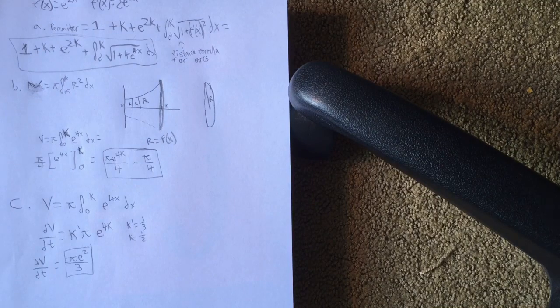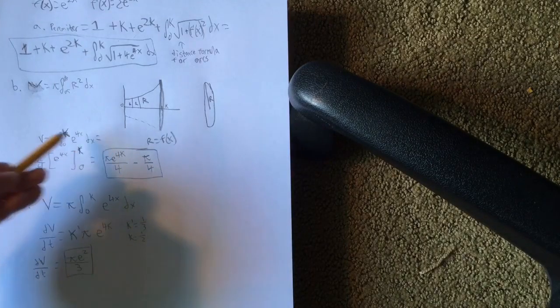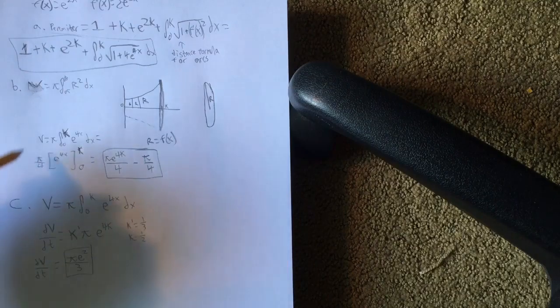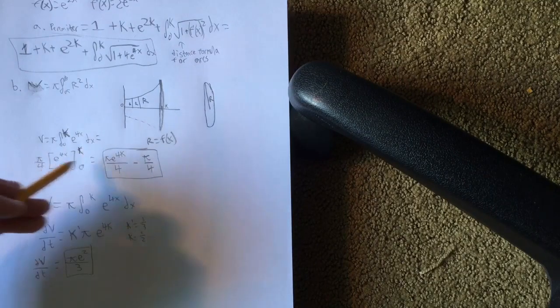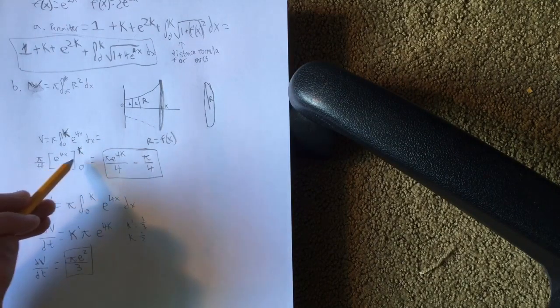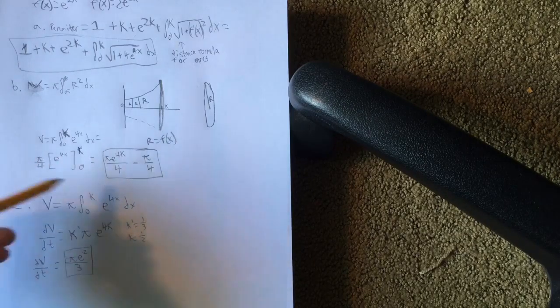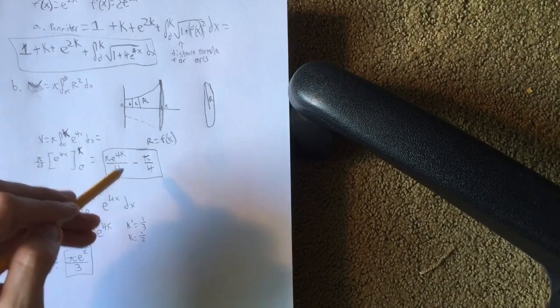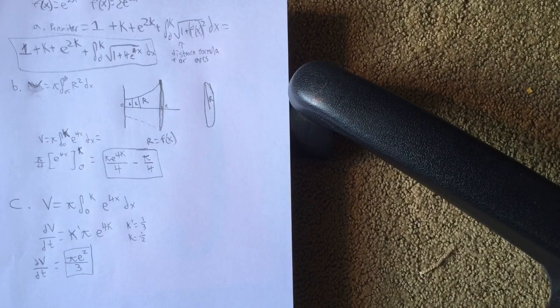So f of x is e to the 2x, so it's going to become e to the 4x when it's squared. Taking the integral of that, we know the integral of e to the 4x will be e to the 4x divided by 4. So I'm just putting this 1/4 out here. Now you have your integral, you're subbing in k, you're subbing in 0. And you get pi e to the 4k divided by 4 minus pi over 4 as your answer.